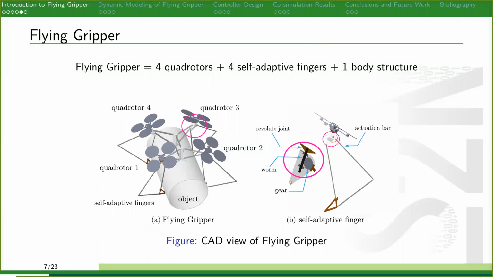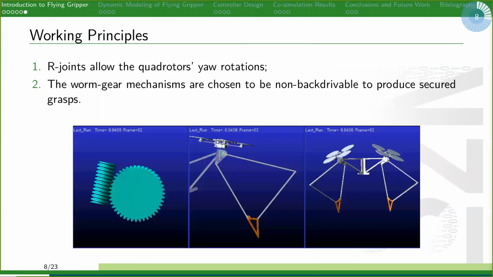The flying gripper is composed of 4 quadrotors, 4 self-adaptive fingers, and 1 body structure. We choose self-adaptive fingers to adapt to the size and shape of the object during grasping. Each finger is actuated by gear rotation of 1 quadrotor through a worm gear mechanism. The 4 quadrotors are tilted with respect to horizontal attitude in order to ensure full manipulation capacity in space.